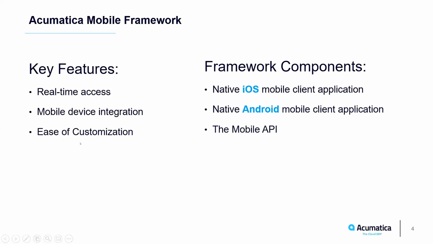And one of my favorite features is that you do not need to learn how to program for iOS nor Android in order to work with a mobile application. The framework gives you the ability to configure the mobile application by using metadata without having to code. Also, the framework contains the following components: native client application for both iOS and Android devices, and the Acumatica mobile API. And please note that an Acumatica mobile client application uses the mobile API to access the data of the forms that are mapped for mobile applications in the Acumatica ERP instance.